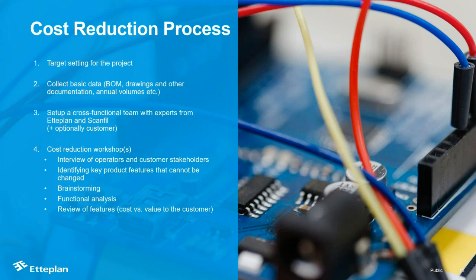Then we'll move on and actually collect all the available data that you have of the device that's currently in production. That's the bill of materials, any source files, drawings, any documentation that could be valuable for a redesign or a modification of a device. Of course, annual volumes are also critical when making decisions on components and what their possible volume prices could be.